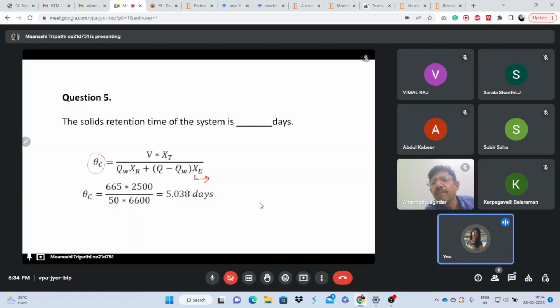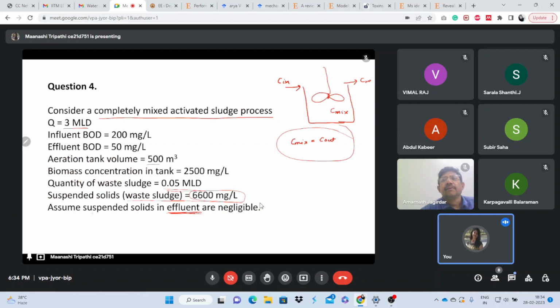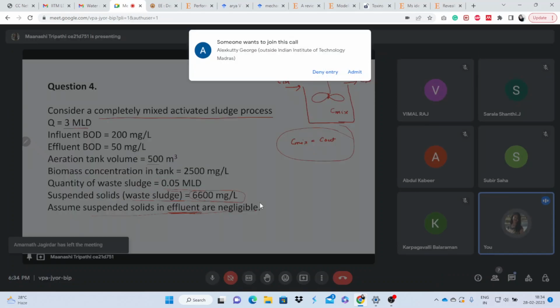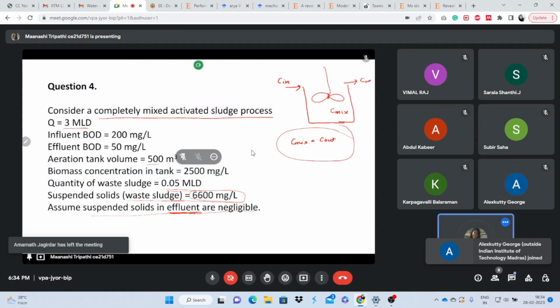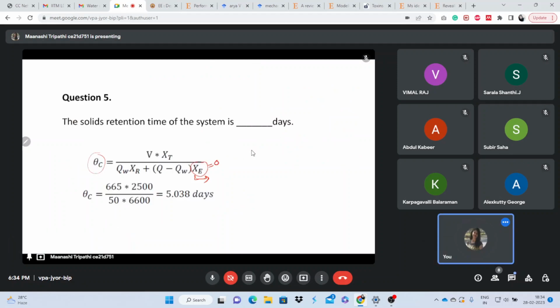Usually we neglect this and take it as 0, because what was given in the question? That suspended solid in effluent is negligible. That's why Xe is equal to 0. So we are left with V into Xt upon Qw into Xr.